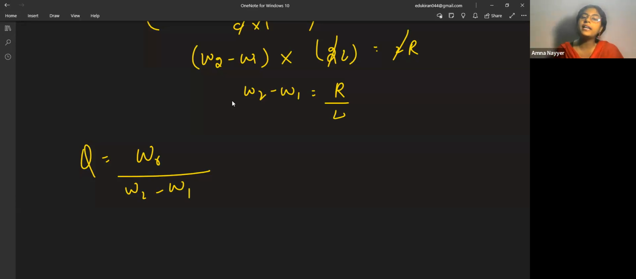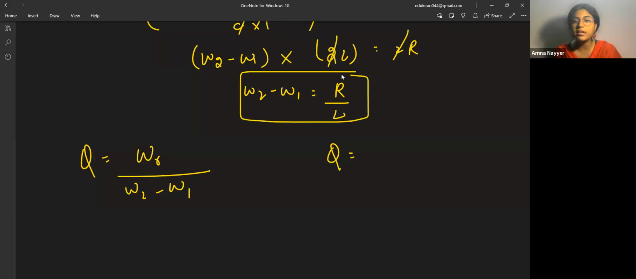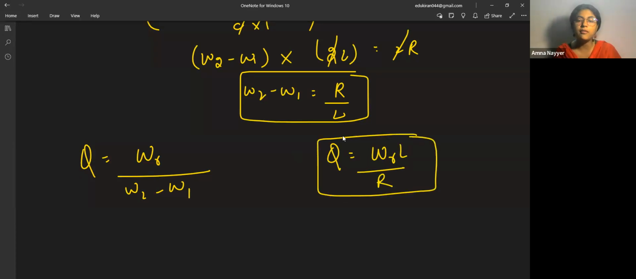So omega 2 minus omega 1 we have obtained. This is the final equation that we have obtained. This can now be written as R over here and L will go up. This is the equation which you have to remember for quality factor.